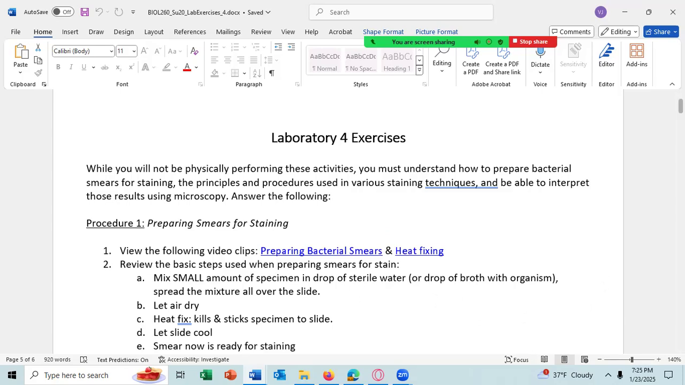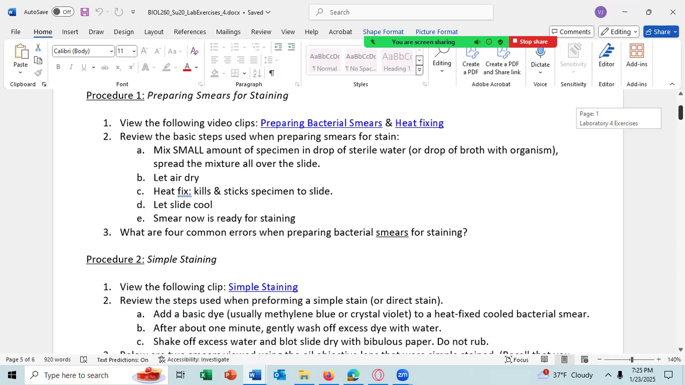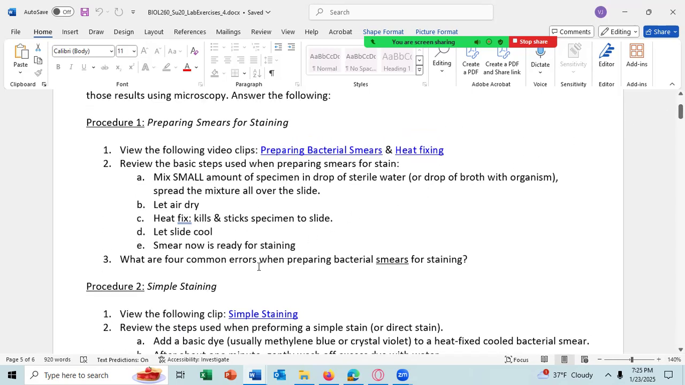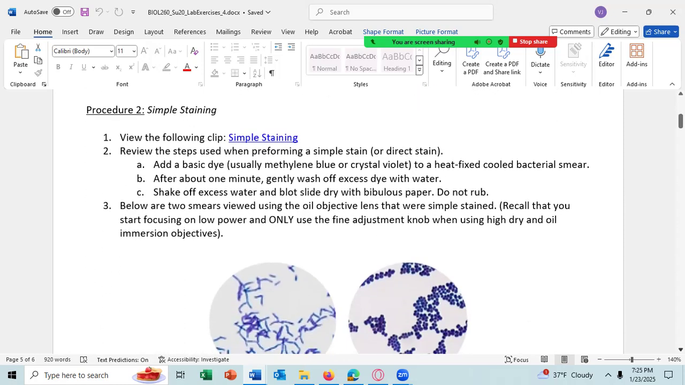So read through the steps of making a smear. We have 2 videos for you to watch: preparing a bacterial smear and then heat fixing. Then scroll down to procedure 1, question number 3. What are 4 common errors when preparing a bacterial smear for staining? It has to be an error in the smear. It cannot be an error in the staining. Any question about that?